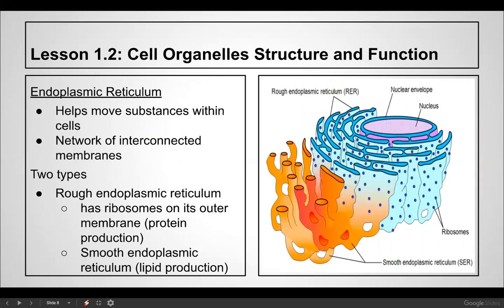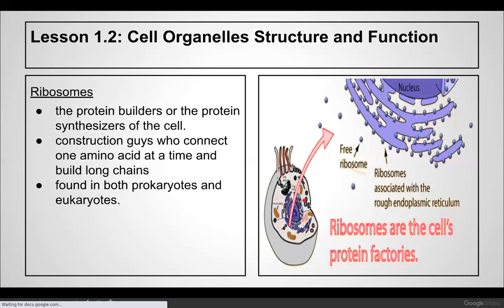The endoplasmic reticulum helps move substances within cells. Network of interconnected membranes. You can see all these membranes over here in the blue and the orange. There's two different types. If it has ribosomes on it, these little blue dots, the protein makers, it's called the rough endoplasmic reticulum. And then if it doesn't have those ribosomes, it's called the smooth endoplasmic reticulum. They both do different things. So if it has the ribosomes on it, which make proteins, then the rough ER is going to be involved with making proteins. And if it doesn't, it will be involved with making lipids or fats. And so the smooth endoplasmic reticulum helps with lipids.